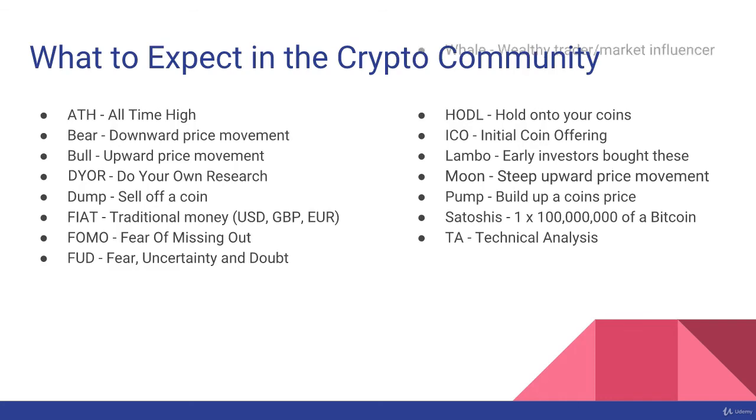And finally, a whale. Now, a whale is a wealthy trader or a market influencer. These guys are the people who have so much money that they can influence the market, and when they dump their coins, the price can plummet, and when they pump the coins, because of their market influence, the price can go up. So whales are considered to be quite bad for the market because they can influence the market.